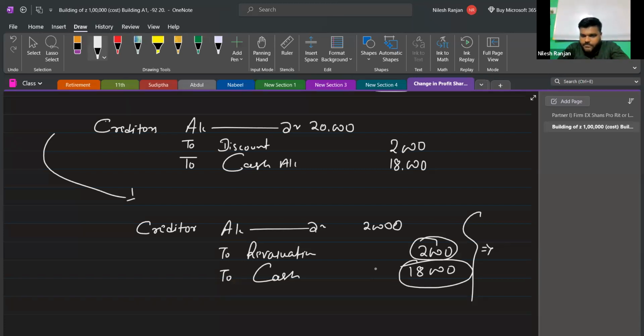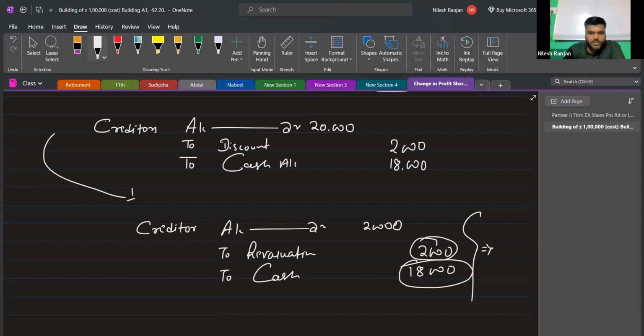Okay, now I got it. You are paying less amount to creditors. That's why it is a profit. Yes, sir. Got it. So whenever there is any decrease or increase, we will write only the difference amount in revaluation. Understood. The value of change. Yes, sir.